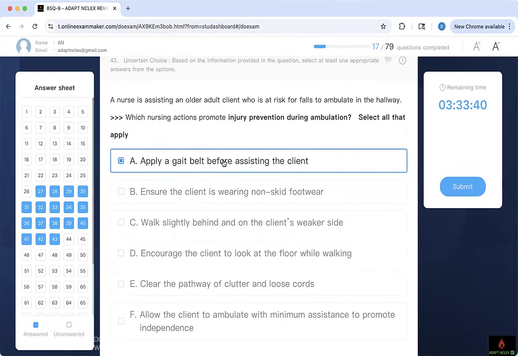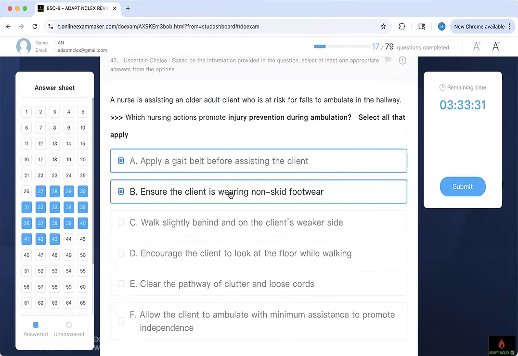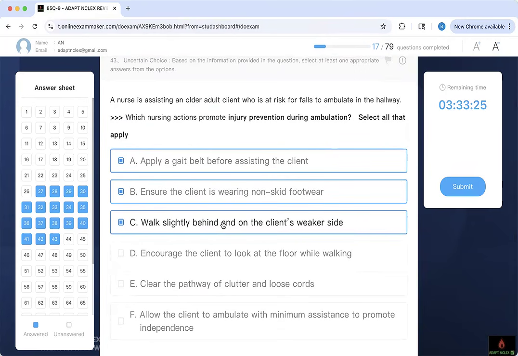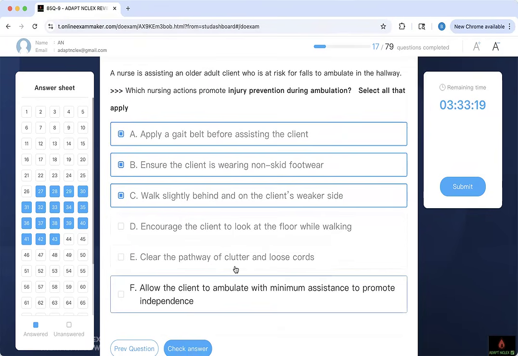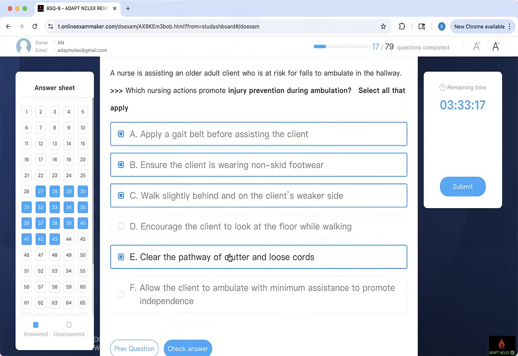Apply a gait belt because that will prevent it. The earliest thing you can do, the easiest thing you can do, is that. And then wear non-skid so that you don't fall. Their weaker side is where they're going to fall. So be there. They should not look at the floor. They're going to trip. Wrong answer. You should clear anything that will cause them to trip.